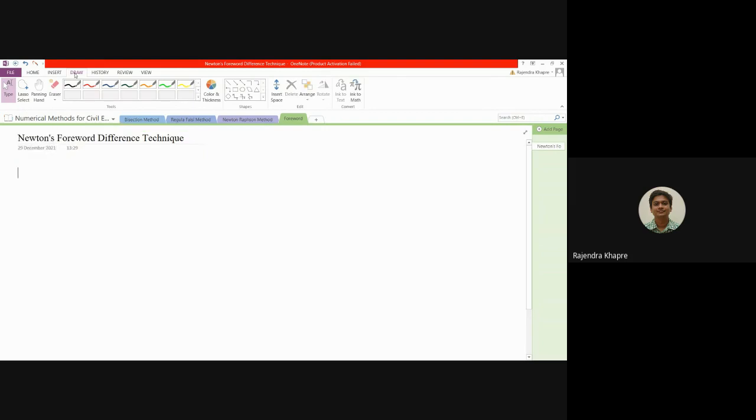Let us start with today's topic, that is the Newton's forward difference method. So here, this Newton's forward difference method is a part of your interpolation and extrapolation. Okay, so first of all we need to understand what we mean by interpolation and extrapolation.